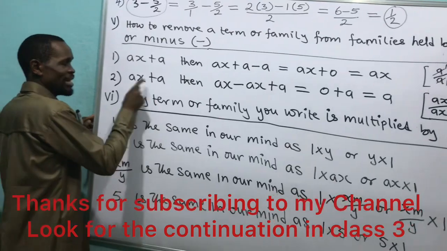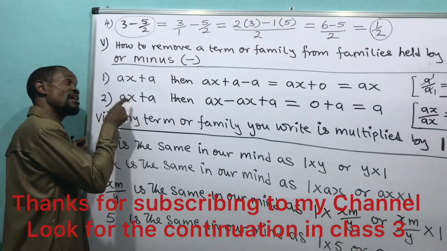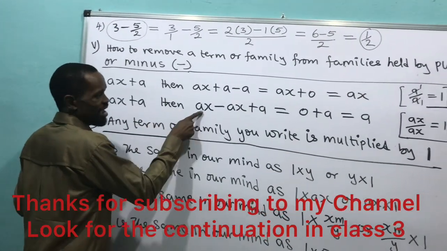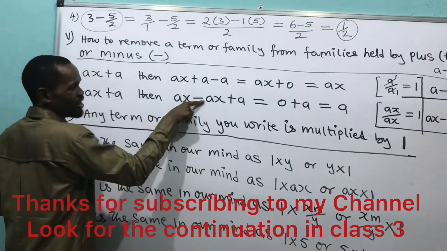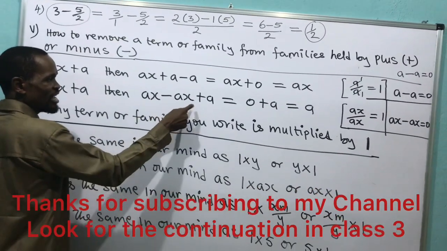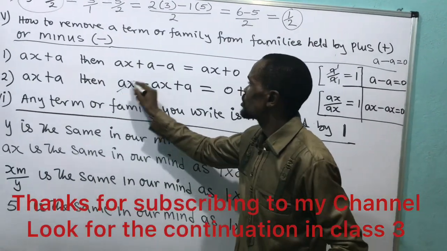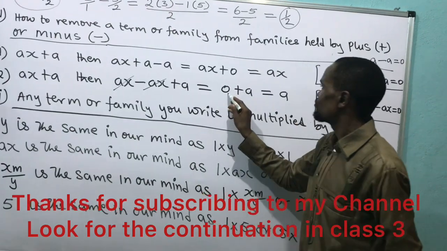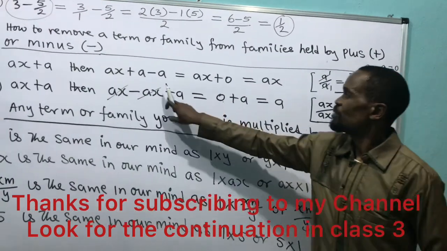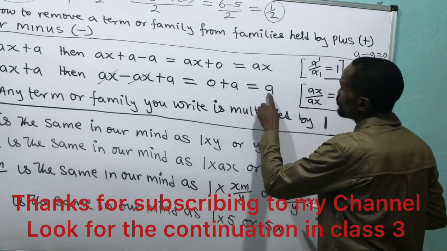I come to number 2. This is the two-term family again. Look at this family again. I want to remove ax from this family. Then what will I do? I will say ax minus ax, plus a. What will happen? This will kill this. What will I have? 0. Have you seen it now? ax minus ax will give me 0. Then plus a. Then 0 plus a will give me a.